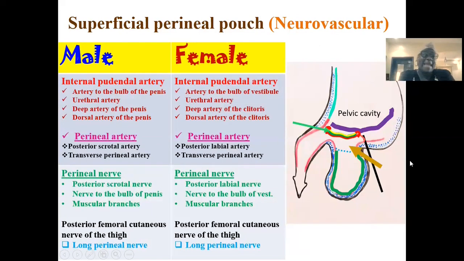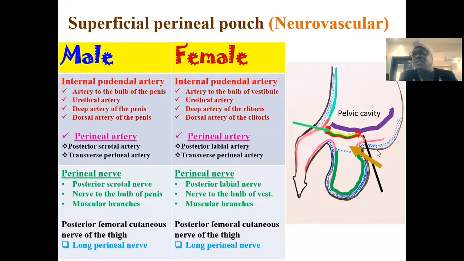We've tried to highlight the different structures that are contained within the space as it relates to muscle and also viscera. While this slide will be using this to explain the different types of neurovascular bundles or structures that are located within the superficial perineal pouch.